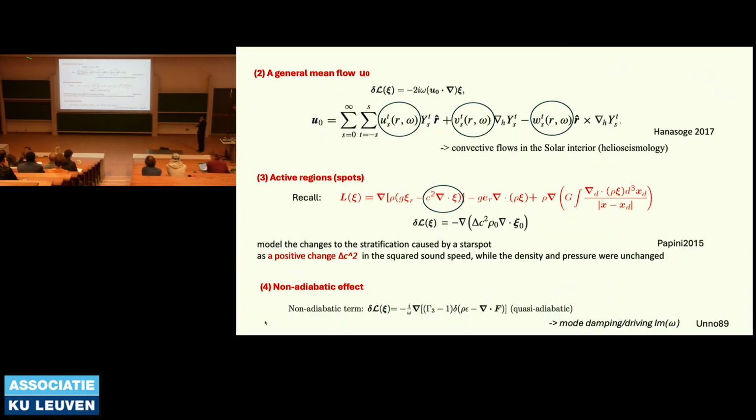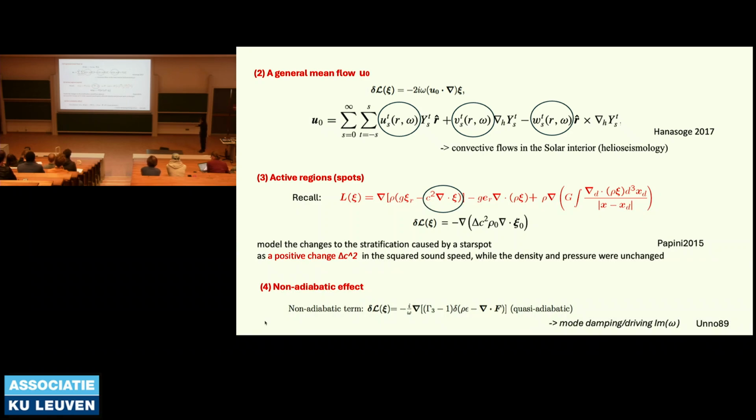So maybe the second case, our perturbation to the operator is some mean flow. This has been used for detecting the convective flow in the solar interior, especially in the convective envelope in helioseismology. Okay, maybe the third case, we can have some sunspot effect, and we can model the changes caused by the sunspot to the stratification and the positive change of the sound speed, c squared here. Okay, so now the operator changes like this.